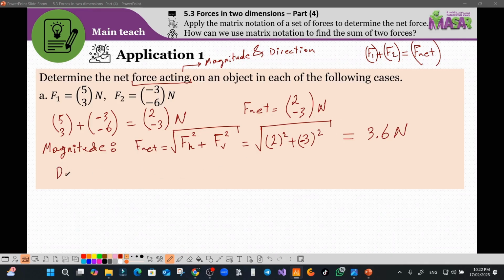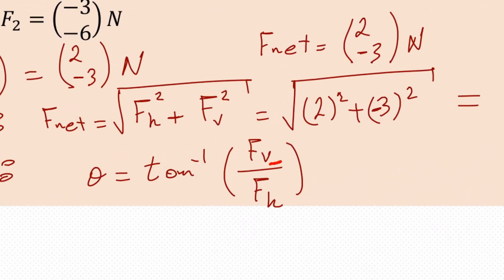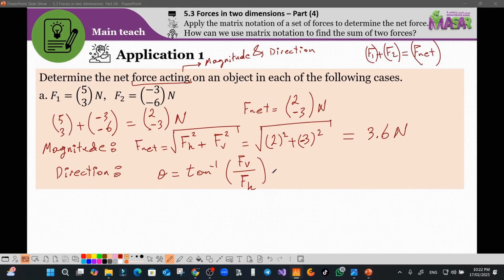However, for the direction, avoid forgetting the minus. The minus will affect your result. So tangent inverse FV over FH. Now notice here, this is FV in the numerator, and FH in the denominator. So it's equal to tangent inverse of minus 3 over 2, and the answer is minus 56.3 degrees.